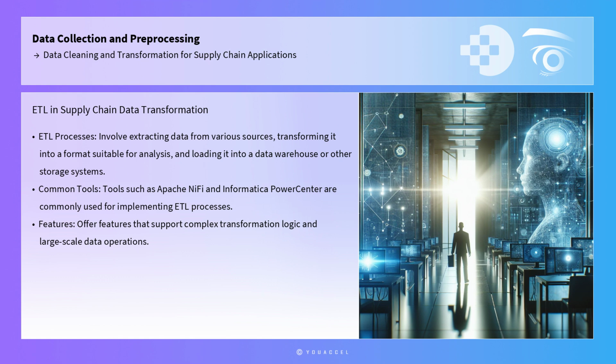Frameworks like extract, transform, load, or ETL, are widely used in supply chain data transformation. ETL processes involve extracting data from various sources, transforming it into a format suitable for analysis, and loading it into a data warehouse or other storage systems. Tools such as Apache NiFi and Informatica PowerCenter are commonly used for implementing ETL processes, offering features that support complex transformation logic and large-scale data operations.